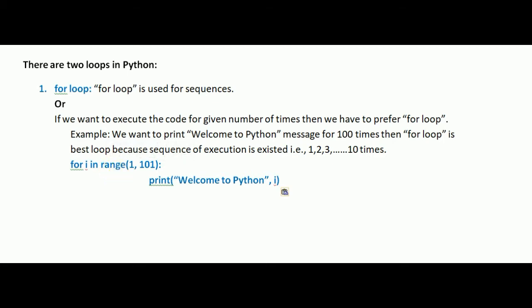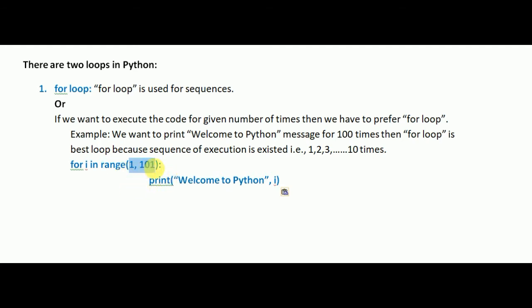Here range is a function. It is an inbuilt function in Python which returns a sequence of numbers starting from 0 and incrementing by 1 until it reaches a specified number. The most common use of the range function is to iterate over a sequence type. It is most commonly used in the for loop as well as in some while loops.